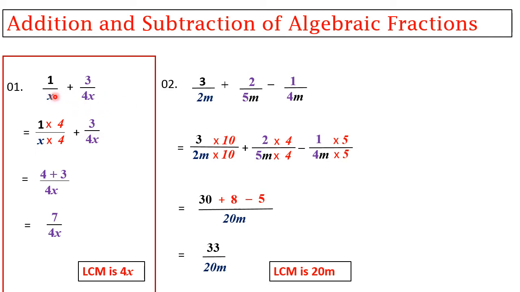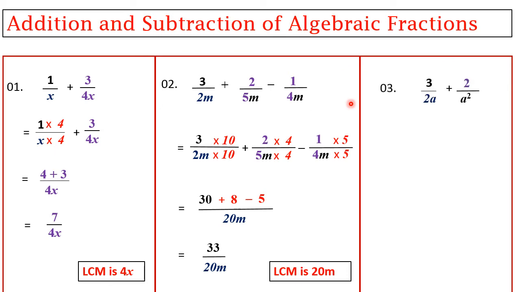So here we can see, when simplifying algebraic fractions, especially addition and subtraction, like other fractions, we should have a common denominator. So we'll go for one more question. This time the denominators are in power 2, here 2a, here a squared. What is the LCM of 2a and a squared?